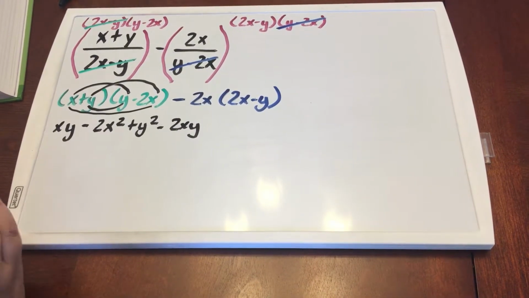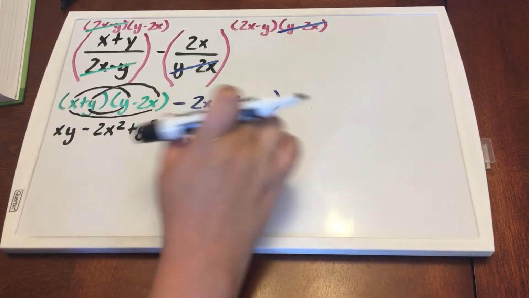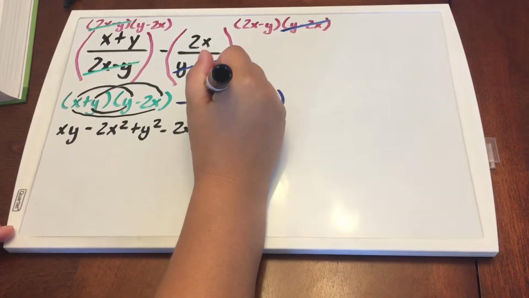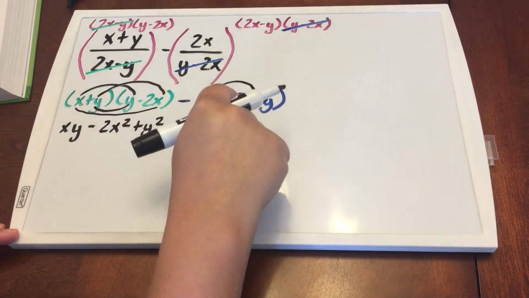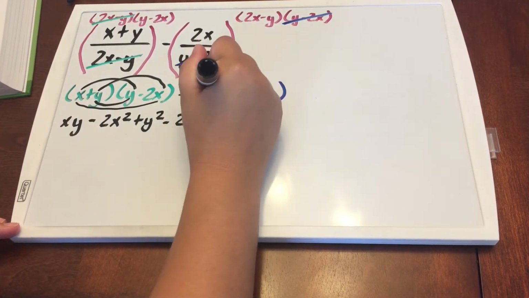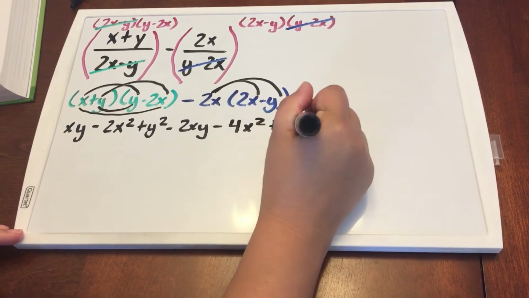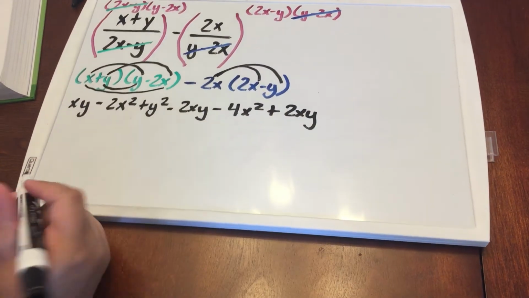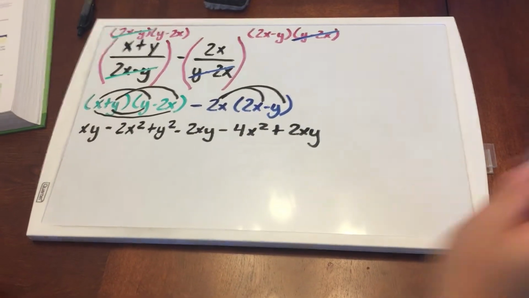So now I'm going to go to the blue. I'm not going to do FOIL here. I'm going to do the distributive property because this is a monomial times a binomial. Make sure you multiply by negative 2x. Negative 2x times positive 2x is negative 4x squared. And then negative 2x times negative y is a positive 2xy. Still got a little bit of work left to do in this problem because I've got to combine like terms.